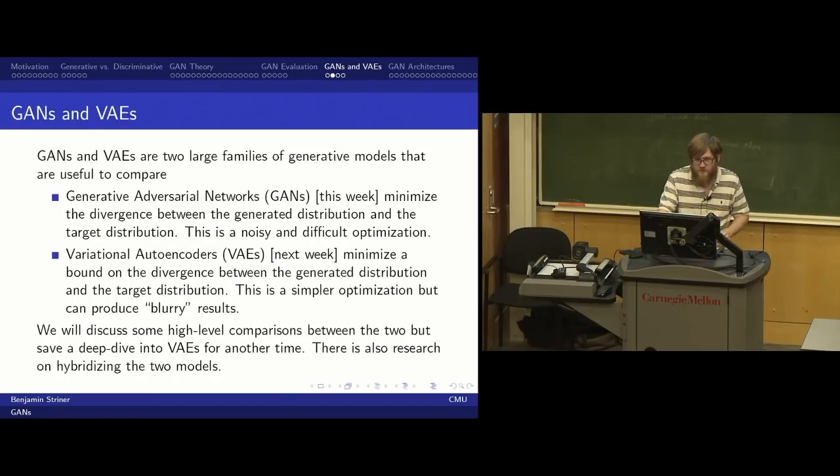Okay. So at this point, I'm just going to briefly mention VAEs because we are talking about them, I guess, in a week, and they're supposed to be here.